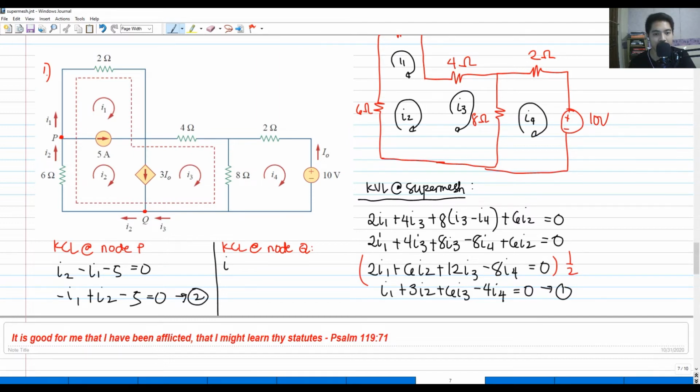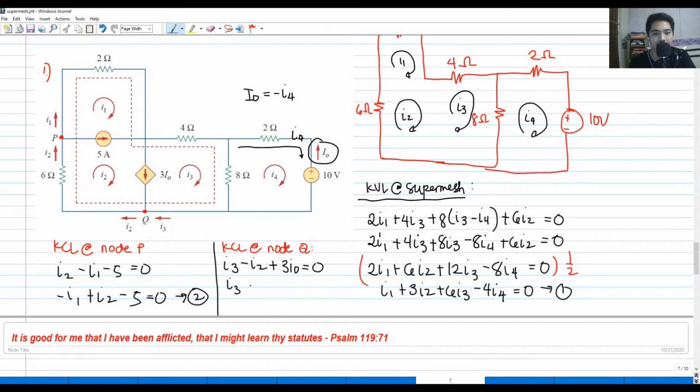Current entering would be positive, that would be I sub 3, minus I sub 2, because it's going away from the node. And entering the node is 3 I sub O equals 0. But I sub O is equal to the negative of I sub 4. As you can see, mesh current I sub 4 is in this direction, so that I sub O is actually in the opposite direction. So I sub O would be equal to negative I sub 4. I hope that is clear.